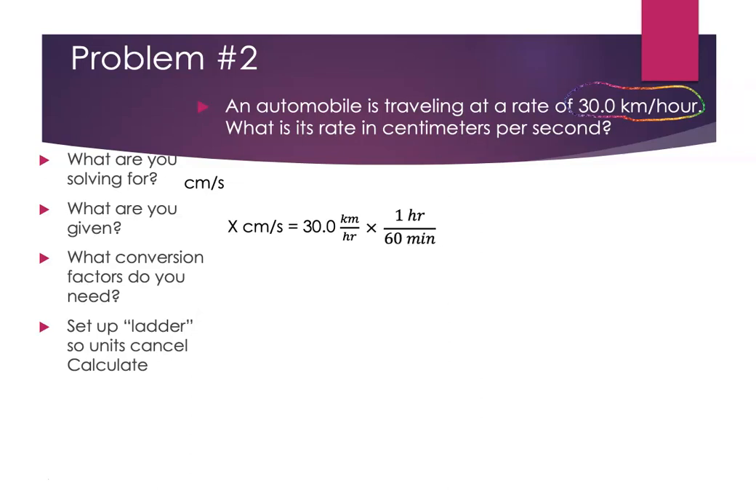So I can convert my hours to minutes, and I can convert my minutes to seconds. And then I can do my distance conversions. I can do kilometers to meters, and I can do meters to centimeters. Have I set it all up correctly?